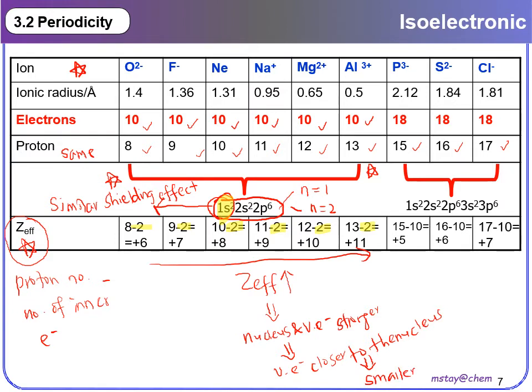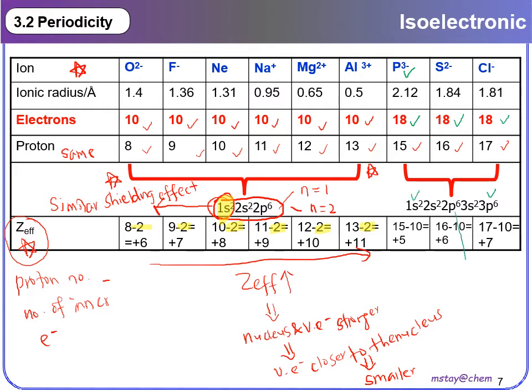So now we look at another condition where this time we have phosphorus gain 3 electrons, becoming 18 electrons. Sulfur gains 2 electrons, becoming S2 negative, with 18 electrons. Chlorine gains 1 electron, becomes chloride ion, also having 18 electrons. This time when I write the electron configuration, we will write 1s2 up to 3p6.